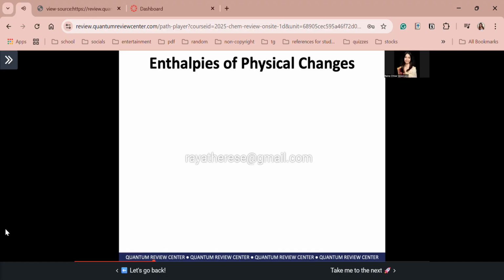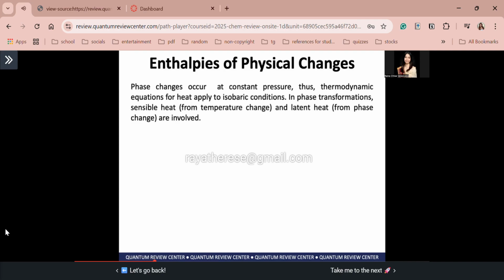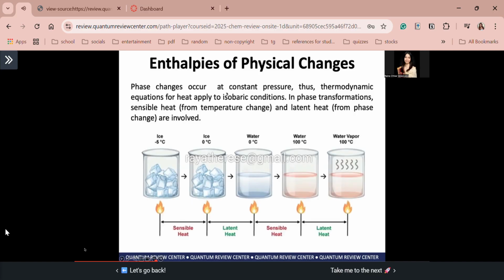And now let's proceed to enthalpies of physical changes. So, phase changes occur at constant pressure, meaning yung thermodynamic equations natin for heat apply to isobaric conditions. Kaya in phase transformation, guys, there are two types of heat na involved.